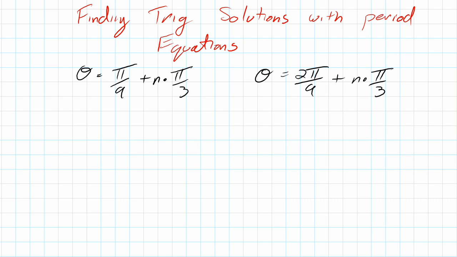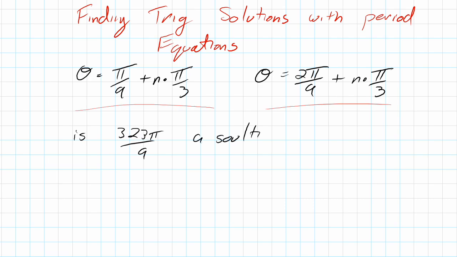So let's say they've given us two equations, or we've got to a point where we found two equations with an equation for a solution. The question comes up, is 323 pi over 9 a solution? Because these are periodic functions, it's very common to have two solutions because as you go on your Cartesian plane, within the period, it repeats a pattern, right?